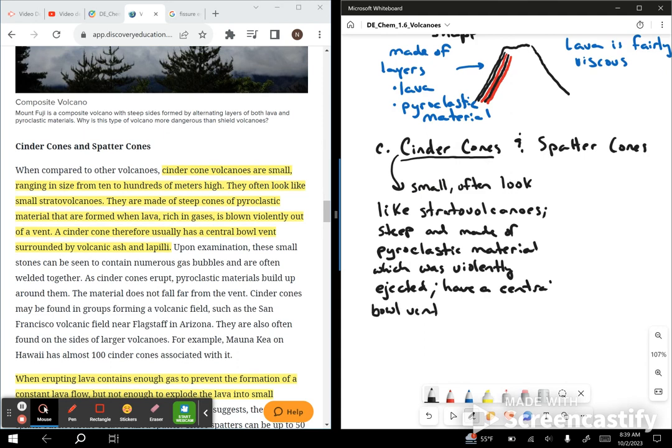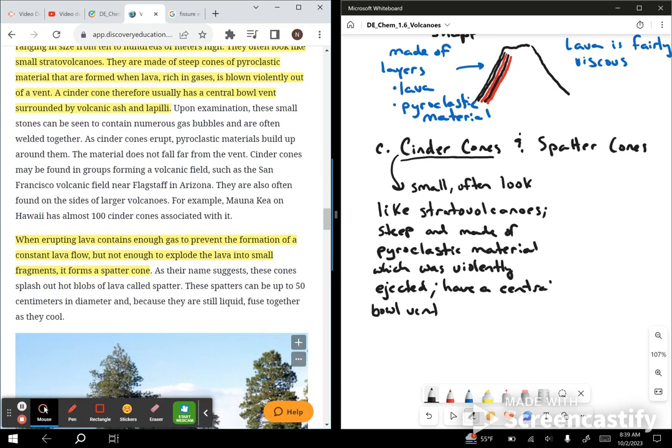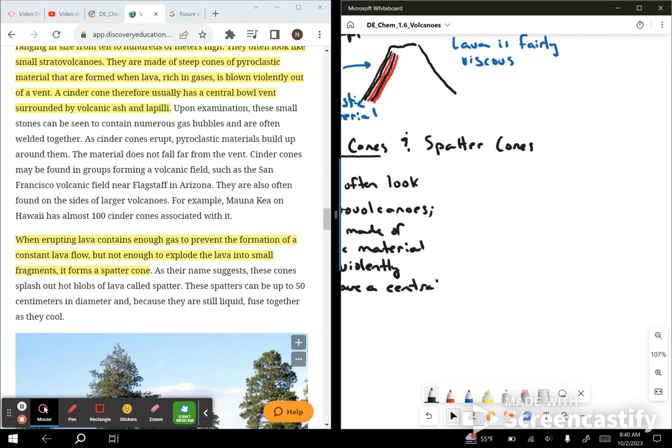Okay, now if you run down then to the next section that we've highlighted here, and again, read this whole thing there. They're going to give you some examples. When erupting lava contains enough gas to prevent the formation of a constant lava flow, but not enough to explode the lava into small fragments, it forms a spatter cone. Okay, so a spatter cone seems to be somewhere in between. Okay, I'm going to write this spatter cone.